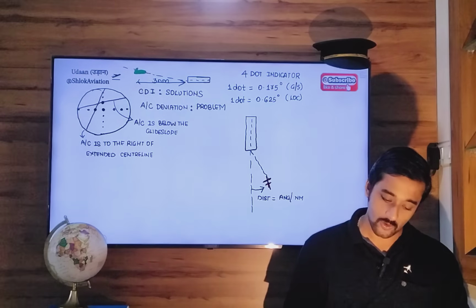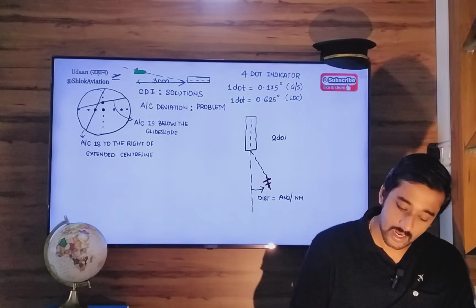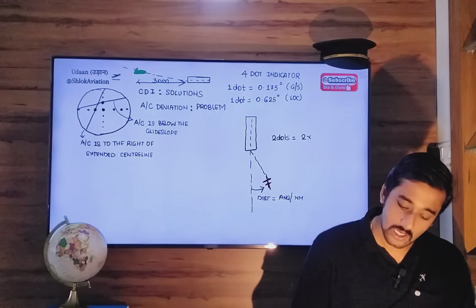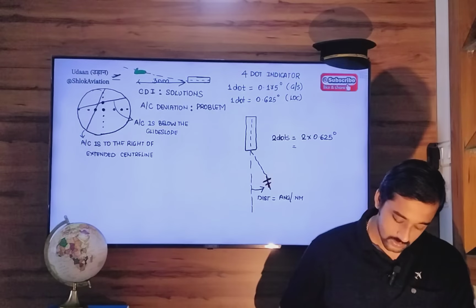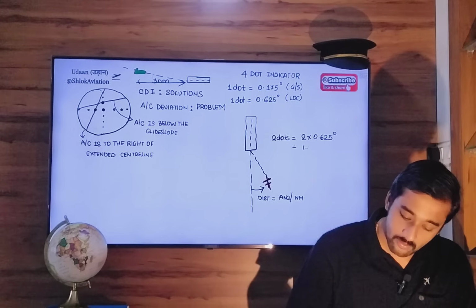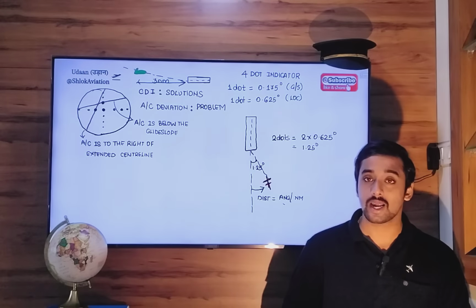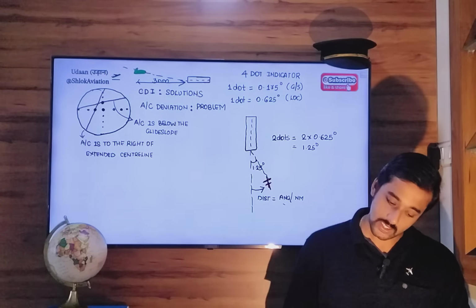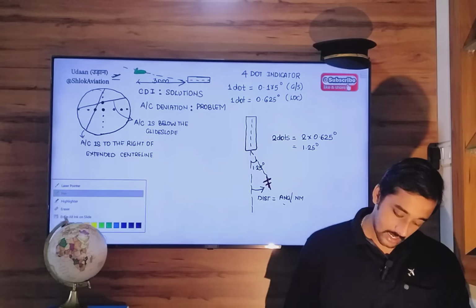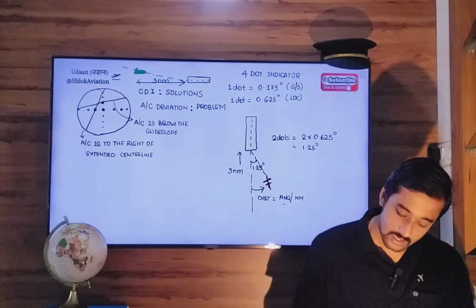Okay, now, so first let's address the localizer part. Two dots is equivalent to 2 into 0.625 degrees. So 2 into 0.625 degree is 1.25 degree. That means aircraft has deviated 1.25 degree to the right hand side of the localizer center line. Correct? 1.25 degrees. And it is 3 nautical miles from that threshold of the runway.